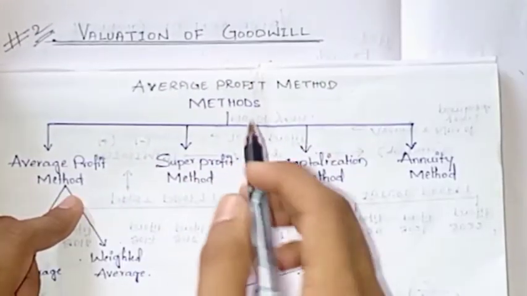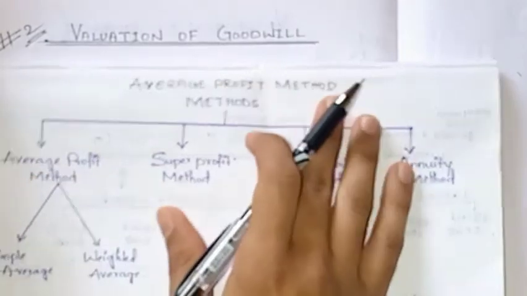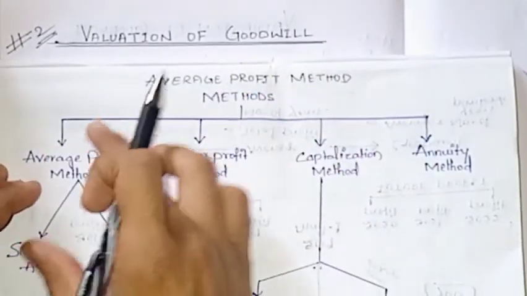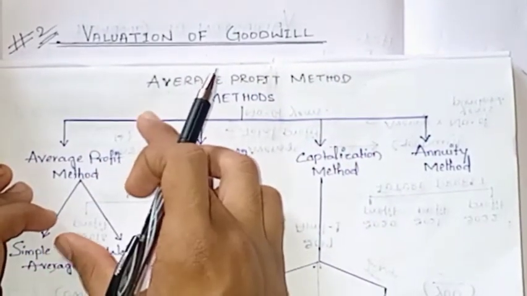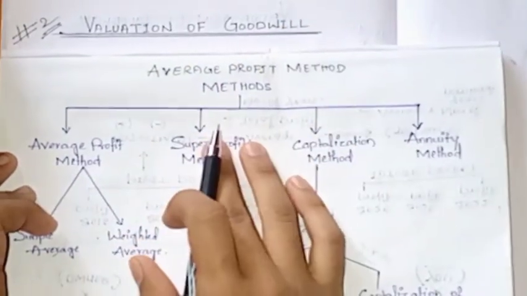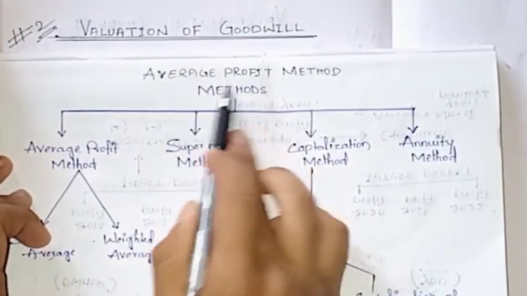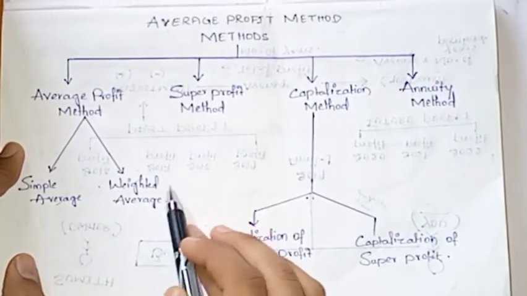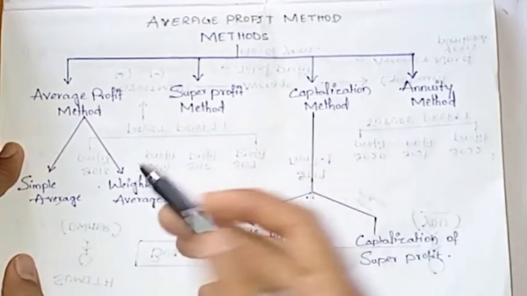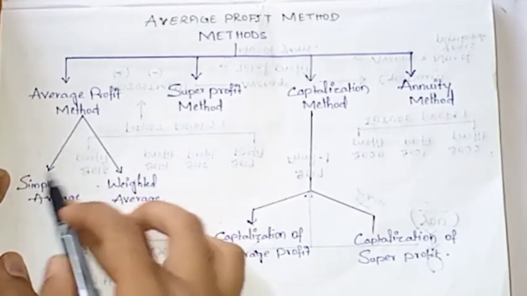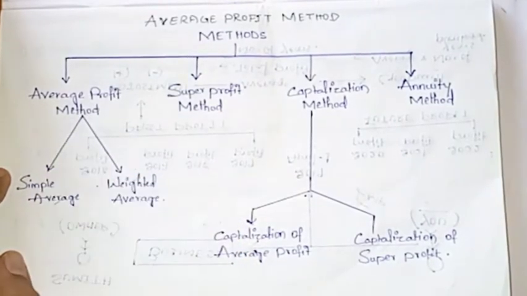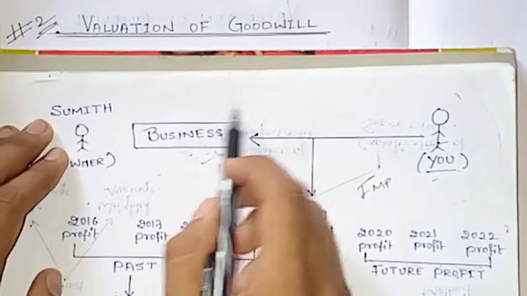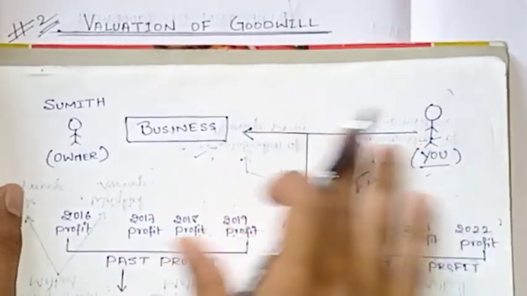Before solving the problem, let us understand the formulas of the average profit method and how this method works. There are the simple average method and the weighted average method. We will discuss the weighted average method later, but now we will discuss the simple average method. Let's understand it through this example.